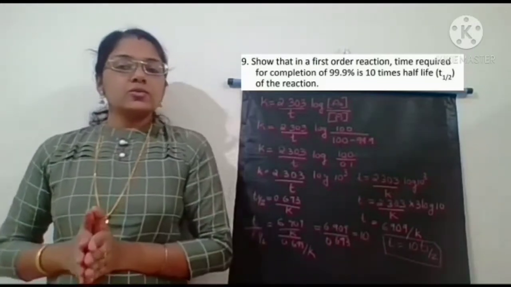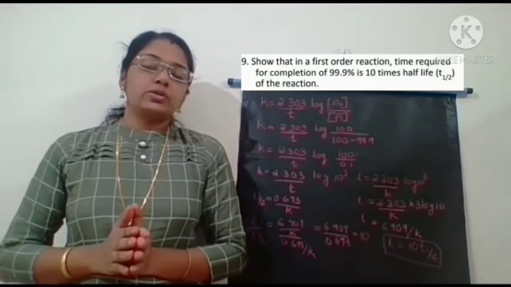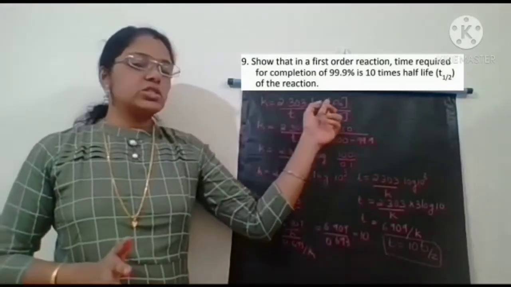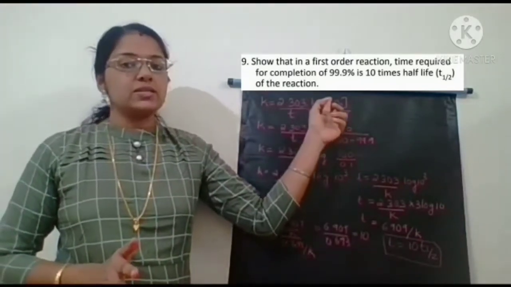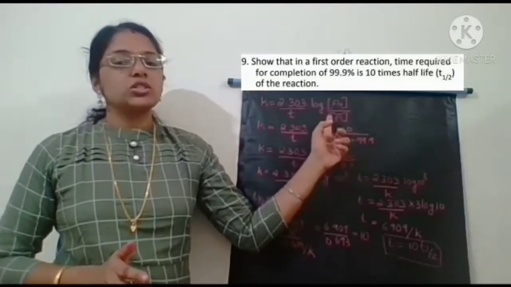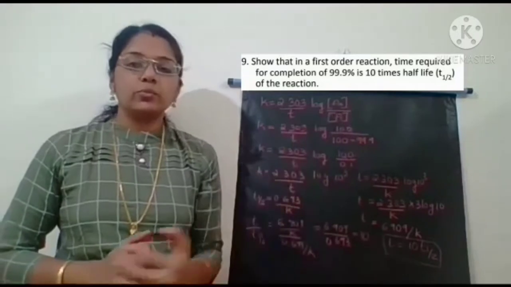Again, in this question, 99.9% of the reaction is completed. That means the initial concentration we can consider, suppose, as 100. And then the final concentration, that is the concentration left, will be 100 minus 99.9.